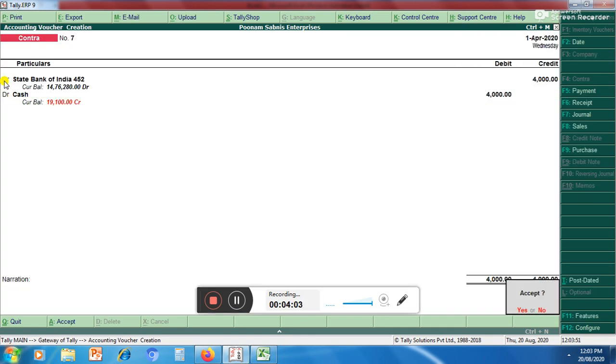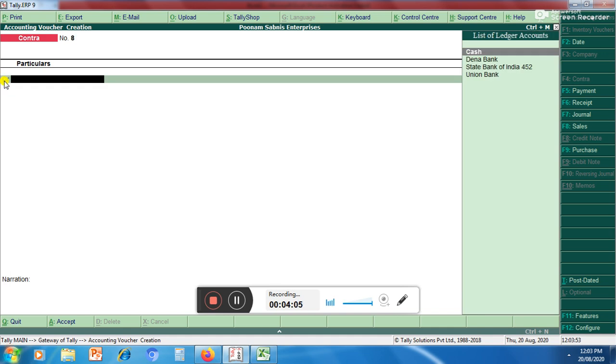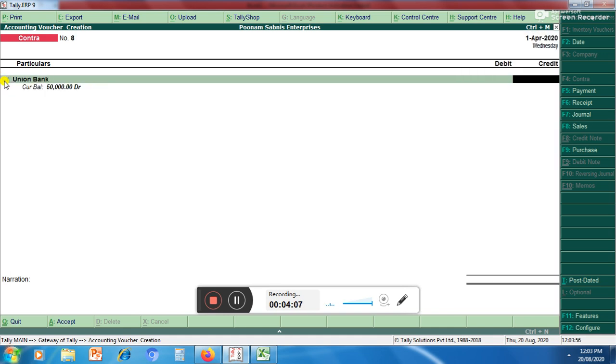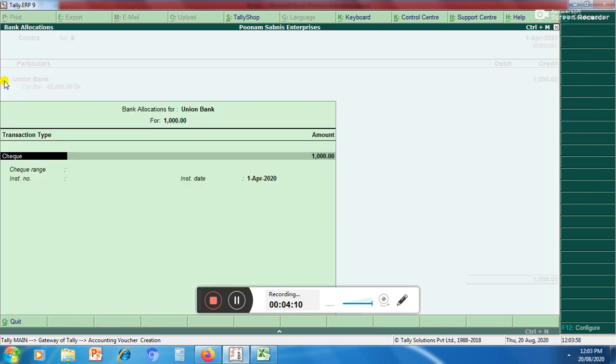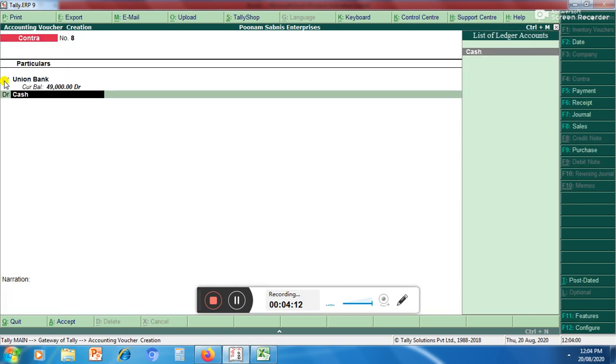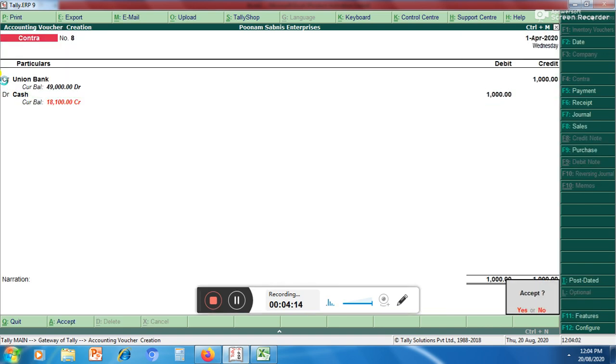Reverse entry. Again, I withdrew 1,000 from Union Bank. Union Bank will be credited because it is paying. And debit will be cash. These are very simple contra entries.